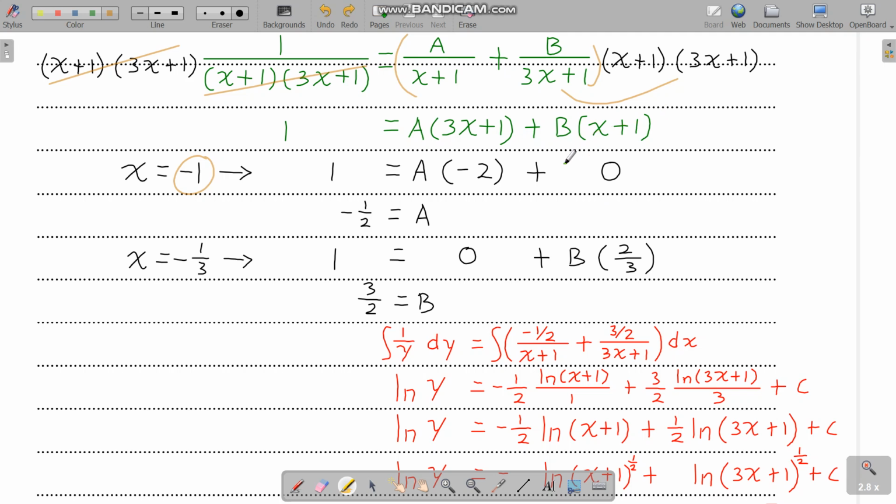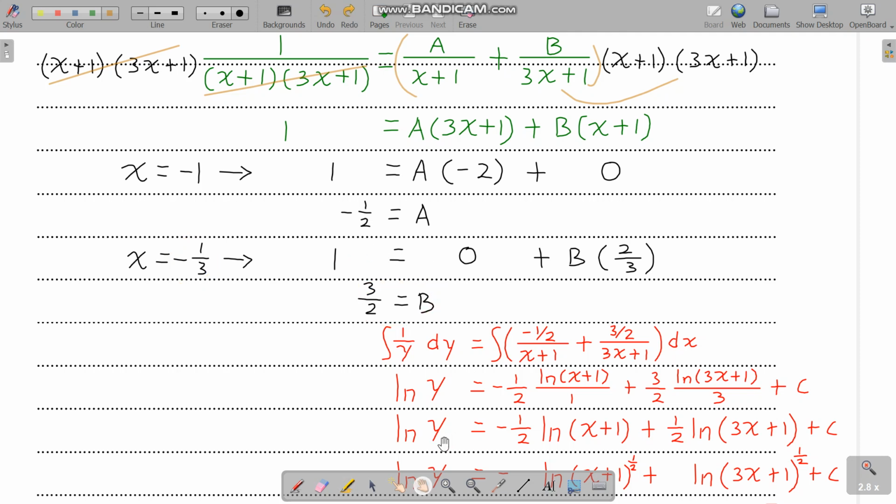Okay, so we have the value of A now. We plug in something else to find the value of B. We can plug in minus 1/3 because that is the zero of this 3x plus 1. So there's nothing to plug in on the left. On the right we get 0. And from here we plug in minus 1/3, we have 2/3, and therefore B is 3/2. So we multiply both sides by 3/2 here. So we have the A and the B.